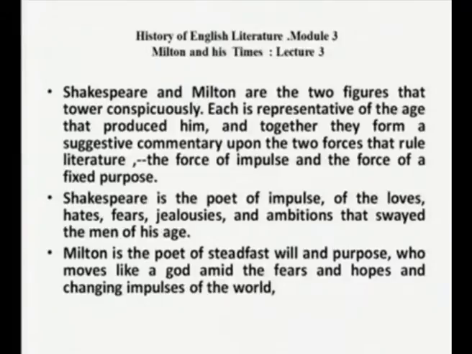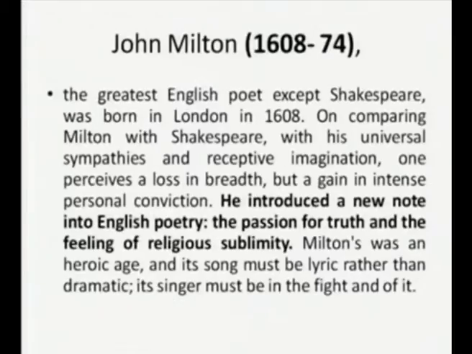So, we find two contradictory sides to these two ages. If we look at John Milton, from 1608 to 74, he has been considered the greatest English poet except Shakespeare. He was born in London in 1608. On comparing Milton with Shakespeare, this comparison automatically arises, always it arises. With his universal sympathies and receptive imagination, one perceives a loss in breadth, but a gain in intense personal conviction. So, their glories are separate in their own respective fields, because the comparison would be inadequate if we compare them, one in imagination, the other in conviction.